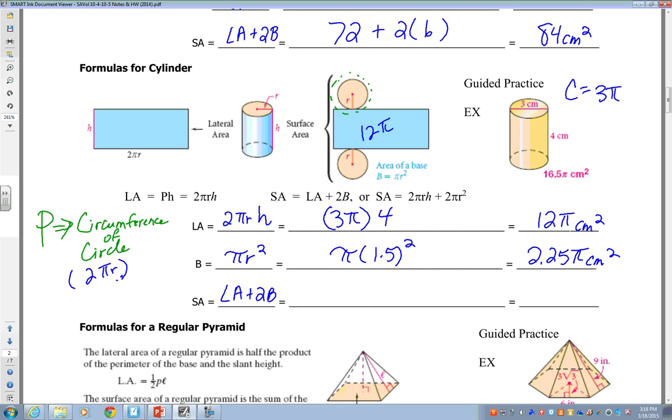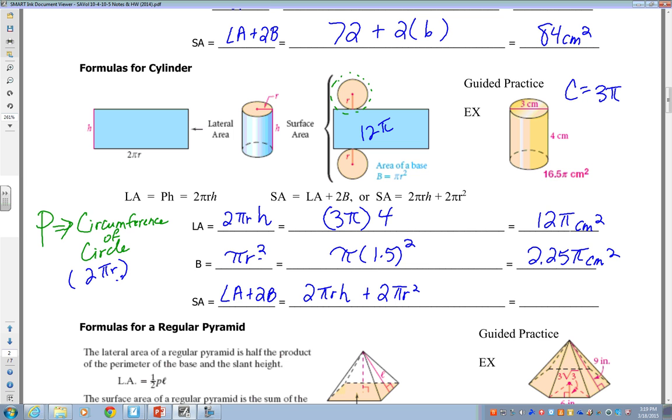Well, if I want to convert this to deal with the circle, we already know the lateral area is 2 pi rh, plus 2 times the area of a base, which is pi r squared. So that's how the formula gets changed for a cylinder, because you're just substituting the parts. So now I'm just going to substitute what I have.